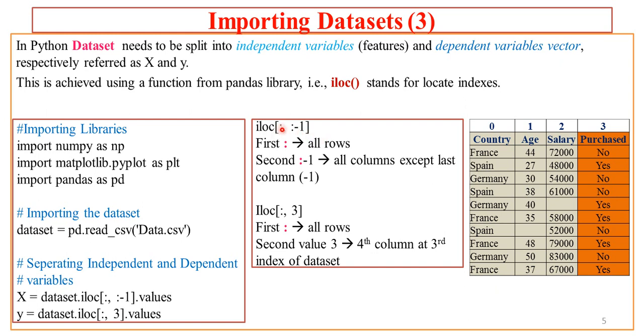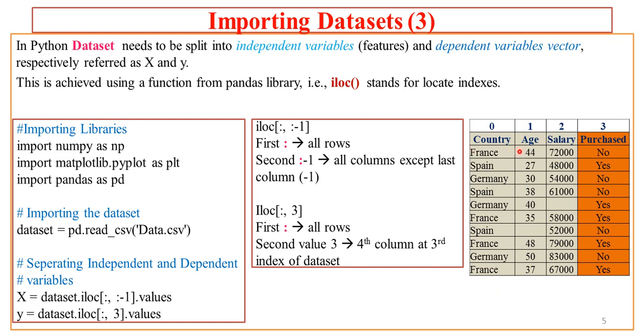So here there are two colons specified. As we want all the rows, so these are the rows like France, Spain, Germany. There are total 10 rows in our data set, 0 to 9, and as we want all rows, the first colon indicates that we want all rows, then there is a comma, and after the comma we have one more colon, so that second colon specifies how many columns.